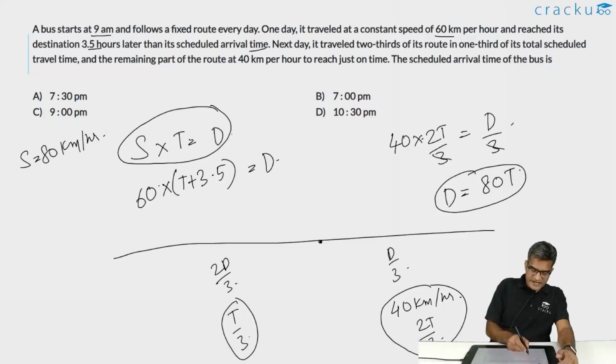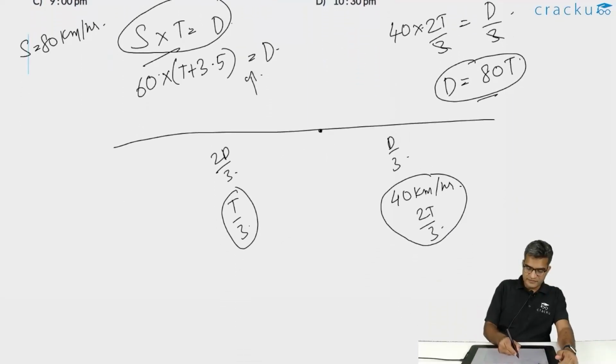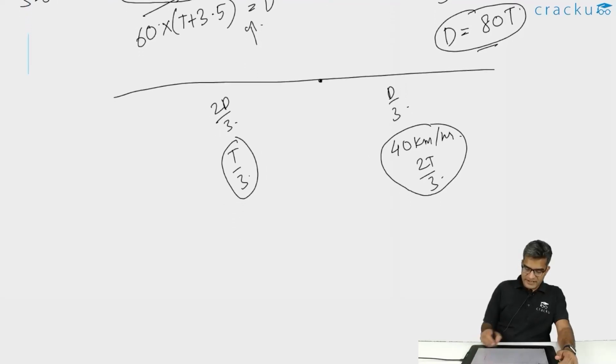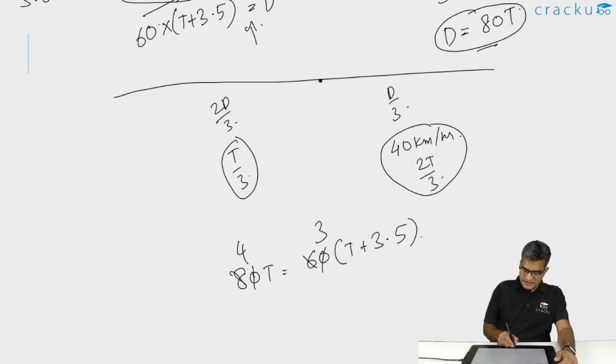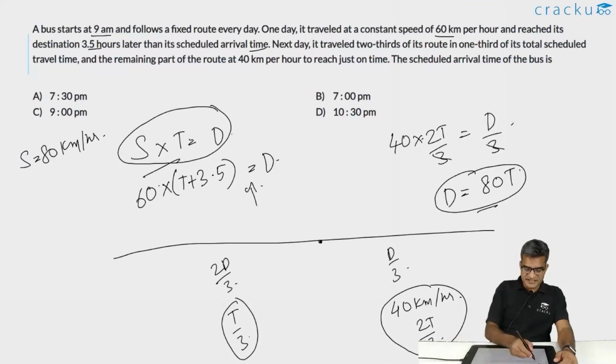So 80 into t is the total distance. You can substitute it over here. This would imply that 80t is equal to 60 into t plus 3.5. You can cancel a 0. This is 4. This is 3. So the value of t you can simplify will be equal to 10.5 hours. So it is going to reach its destination. It starts at 9 a.m. It will reach 10.5 hours later, which will be 7:30 p.m., which is option A.